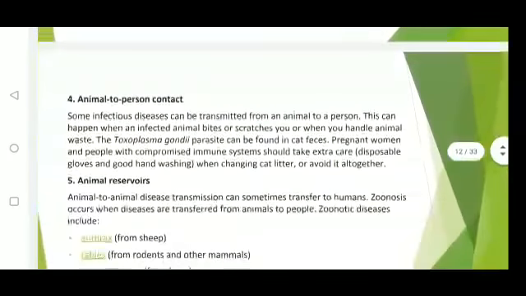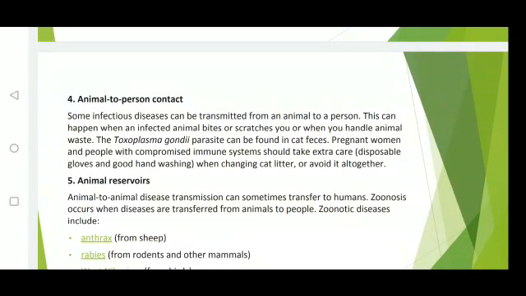Fourth one, animal to person contact. Some infectious diseases can be transmitted from an animal to a person. This can happen when an infected animal bites you, or if you are taking any of the fecal matter of the animals. For example, some houses have pet animals like dogs and cats. After touching the animals, we should wash our hands.